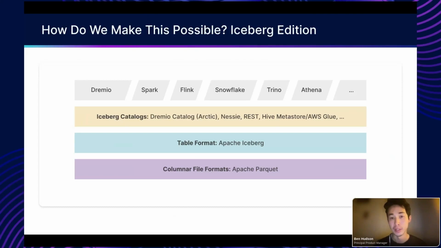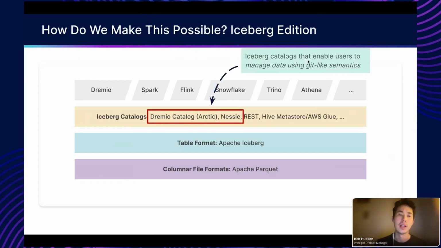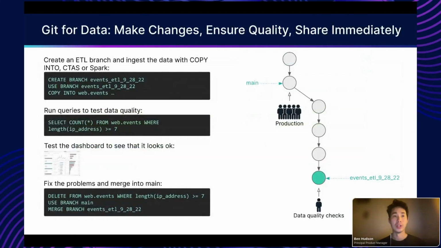So how do we make this possible given our stack diagram? The answer is in catalogs. As I mentioned earlier, when you want to use a table format like Iceberg, you need a catalog, right? Because the catalog maintains the state of tables, so query engines can interact with that data in a safe, multi-engine interoperable manner. The answer for us is that there are catalogs out there today in the world of Iceberg that make it possible for users to manage data using Git-like semantics. And we'll give you a quick demo of what that looks like. So with these capabilities, with these catalogs, what can we do now that we have version control? Let's walk through a few scenarios and what's possible.